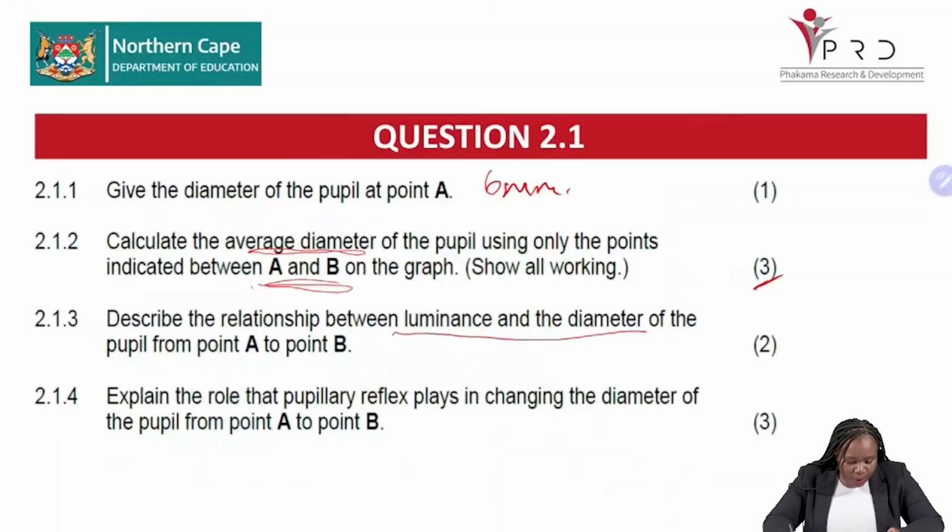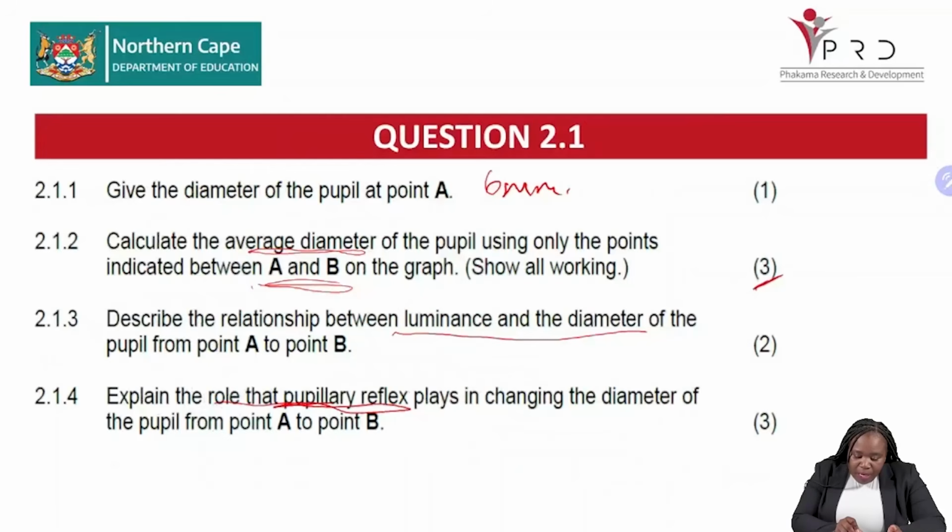Right, and then our next question, which is 2.1.4, says: explain the role that pupillary reflex plays in changing the diameter of the pupil from point A to point B, which is what I was just saying now. So, what role does pupillary reflex play in the changing of the diameter? What role does the pupillary reflex or pupillary mechanism play in making sure that the pupil dilates or the pupil constricts based on the changes in the luminescence?